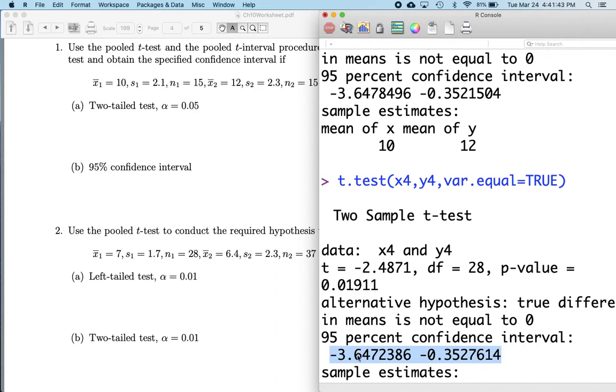It's actually so close that I didn't even realize the first one was wrong. This is actually the right confidence interval that we ended up with: negative 3.6473 to negative 0.3528. So anyways, that is how that works. If you assume that the standard deviations are equal, you have to add in that extra component there. But you're going to get pretty much the same result whether you assume the standard deviations are equal or not. Okay, so that's how that works.